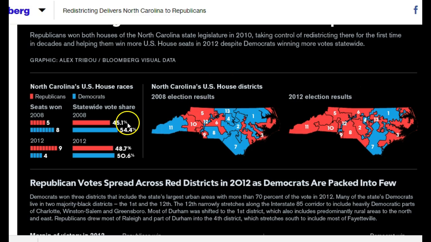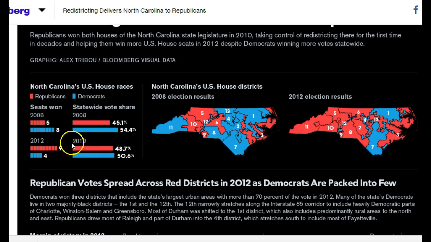So here's an example of what gerrymandering can do. North Carolina, in 2008, before the most recent redistricting, voters cast 54% of the votes for Democrats in all of the House races. And they ended up winning 8 out of 13 seats. So not very imbalanced, right? After the redistricting, so here's where they redistricted right here, Democrats still won a majority of all the votes cast, but they only won 4 of the 13 seats. And this is all because of gerrymandering, the maps being drawn.